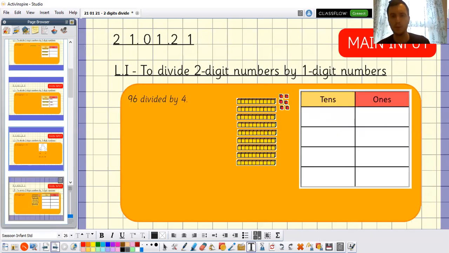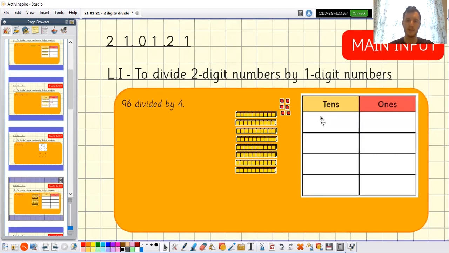Let's go through another example, similar to yesterday. And let's start with our sharing method first of all. So I've got my number 96 divided by 4. How many groups am I going to be sharing that by? What do you think? Well, I hope you said 4 groups. We're dividing by 4, so it's 4 groups that we're sharing by.